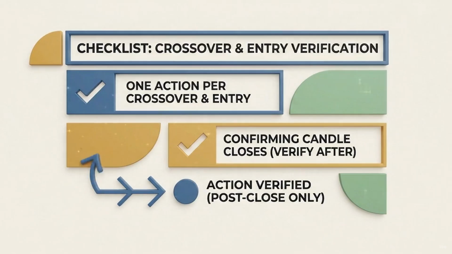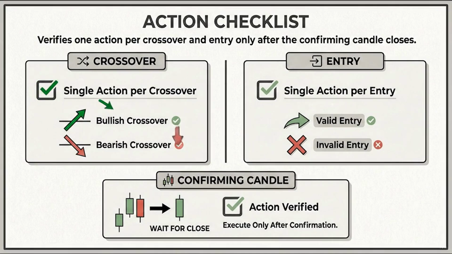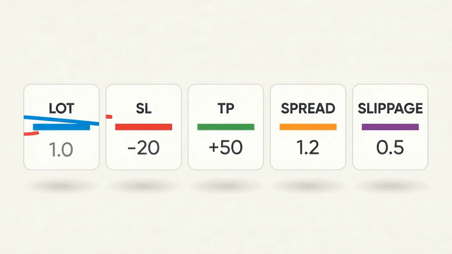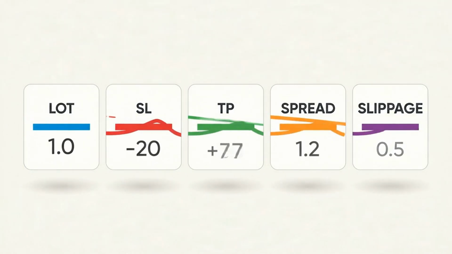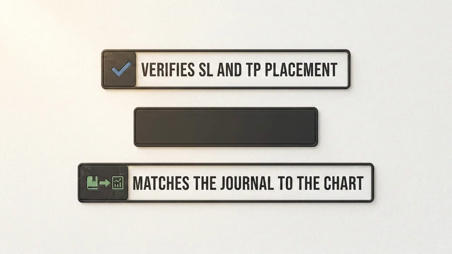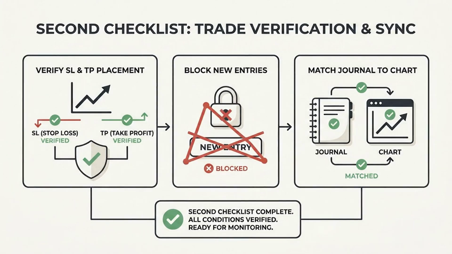At every moving average crossover, does it act once? Does the entry appear after the confirming candle has closed? Are the stop loss and take profit on the correct side of the order? Does it ignore new signals while its own position is open? Does the journal match what is happening on the chart?